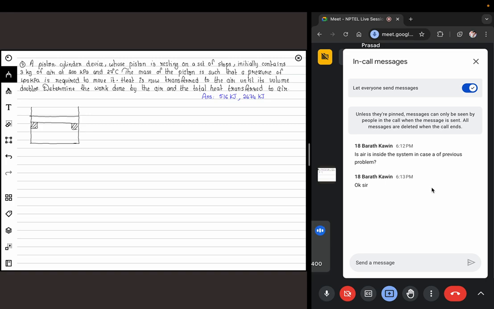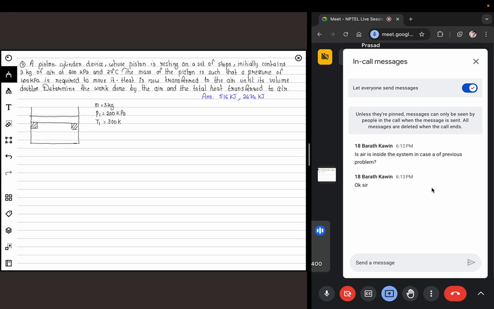Initially it contains 3 kg of air, so mass is given to be 3 kg of air. Assume there are no leakages. The initial pressure is also given, 200 kilopascal, and the initial temperature is given as 27 Celsius. I'm just writing it in Kelvin. Ensure that you always convert temperature to Kelvin when dealing with these problems, since in all these equations the temperature should be in absolute units, not Celsius. So ensure you always convert them into Kelvin.